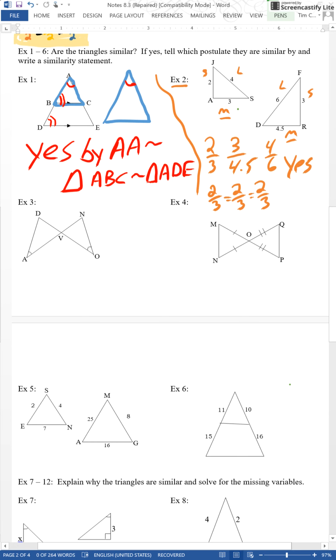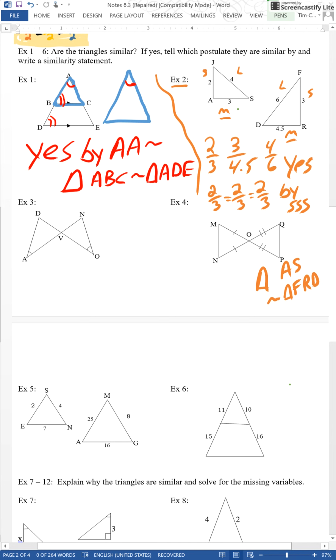So I would say yes by side, angle, side. And I have to write my similarity statement. So I'm going to write it right down here. I'm going to say triangle JAS is similar to triangle FRD. Okay, that was all for example 2 right here.